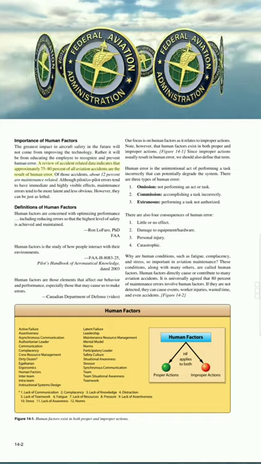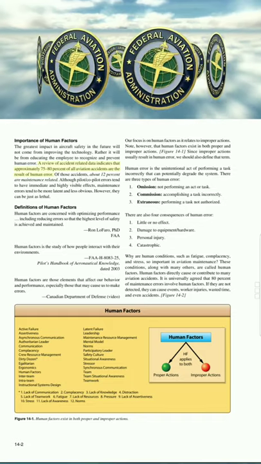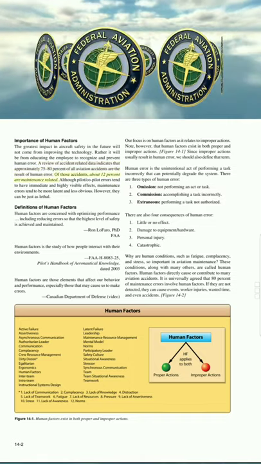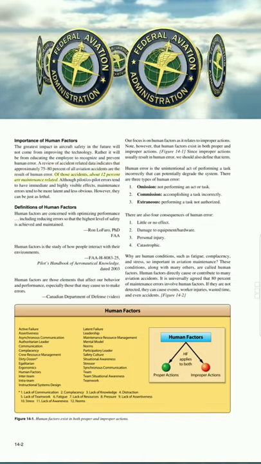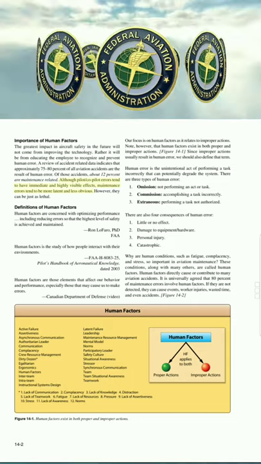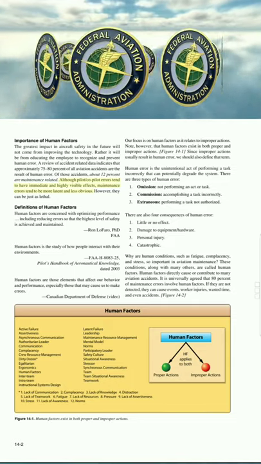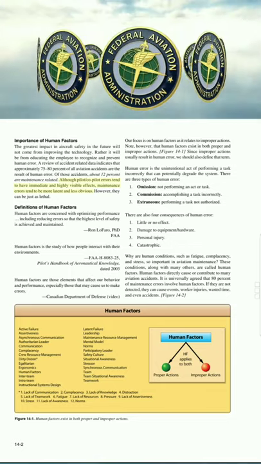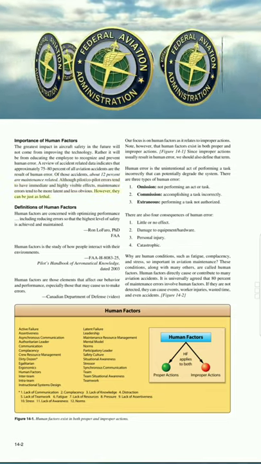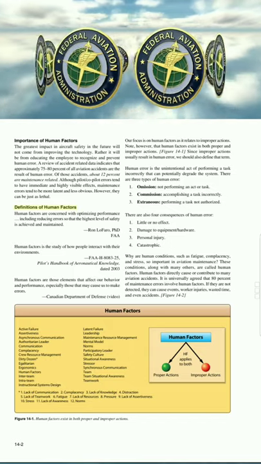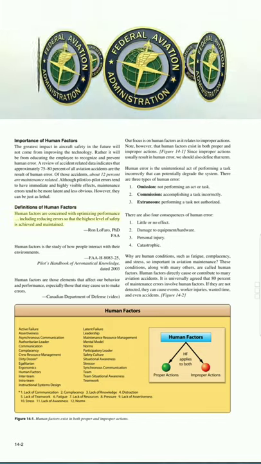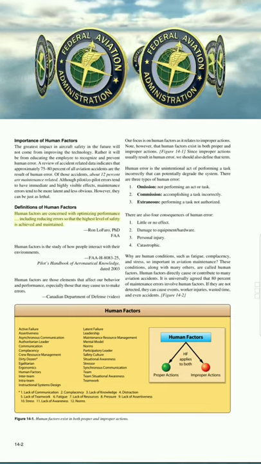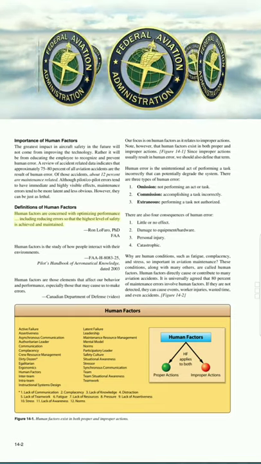A review of accident-related data indicates that approximately 75-80% of all aviation accidents are the result of human error. Of those accidents, about 12% are maintenance-related. Although pilot/co-pilot errors tend to have immediate and highly visible effects, maintenance errors tend to be more latent and less obvious. However, they can be just as lethal. Definitions of human factors. Human factors are concerned with optimizing performance, including reducing errors, so that the highest level of safety is achieved and maintained.